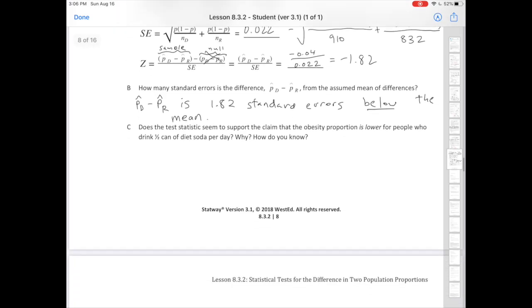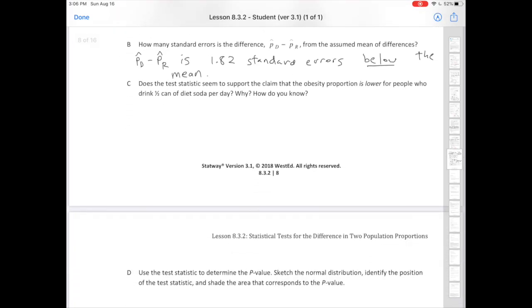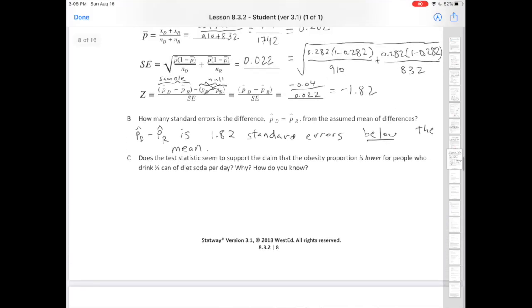Okay, so let's keep going here. Part C. Does the test statistic seem to support the claim that the obesity proportion is lower for people who drink half a can of diet soda per day? So the answer is yes. Since z equals negative 1.82 is less than 0, this means that PD hat minus PR hat is less than 0, right?